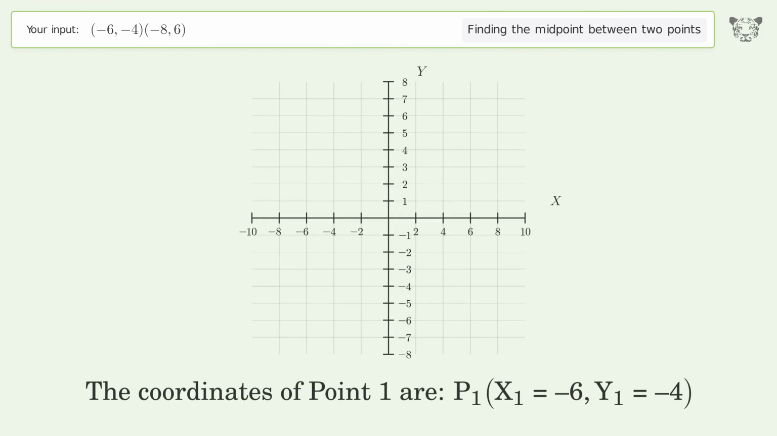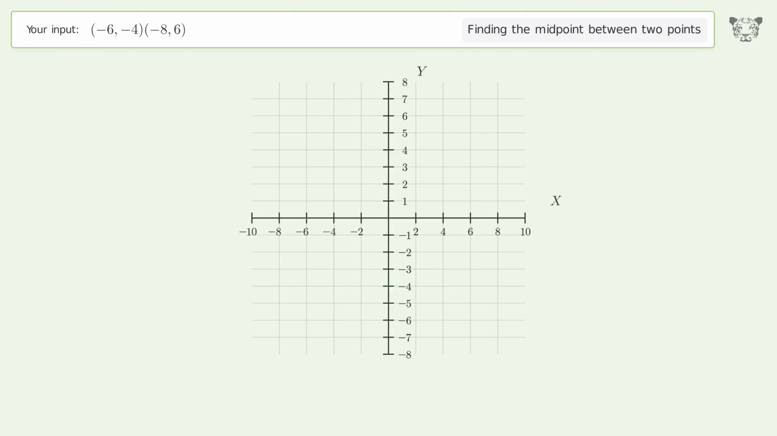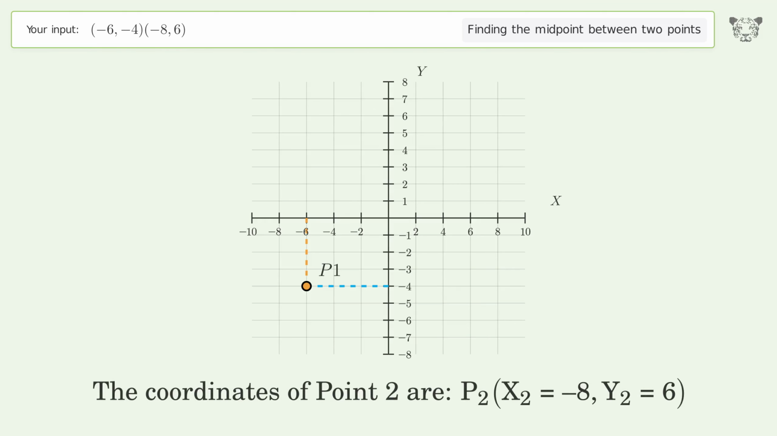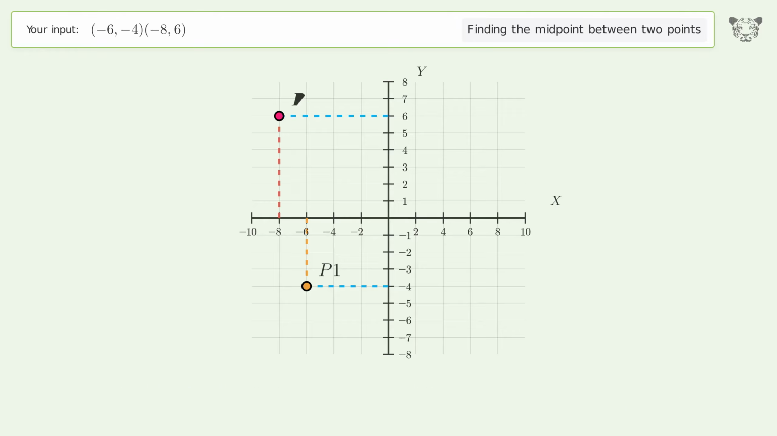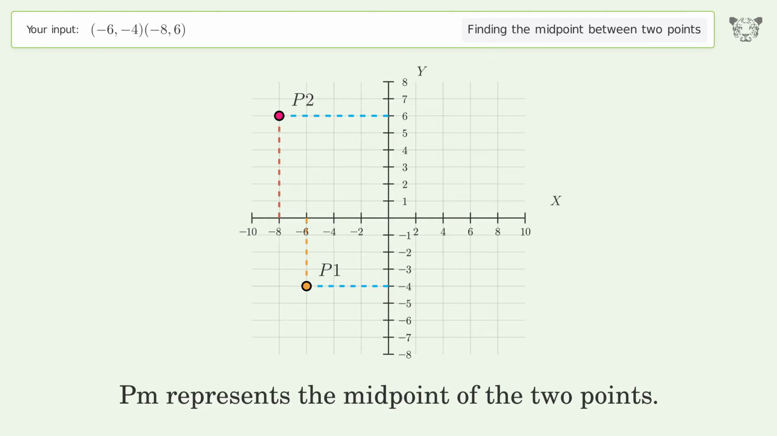The coordinates of point 1 are x1 equals -6, y1 equals -4. The coordinates of point 2 are x2 equals -8, y2 equals 6. PM represents the midpoint of the 2 points.